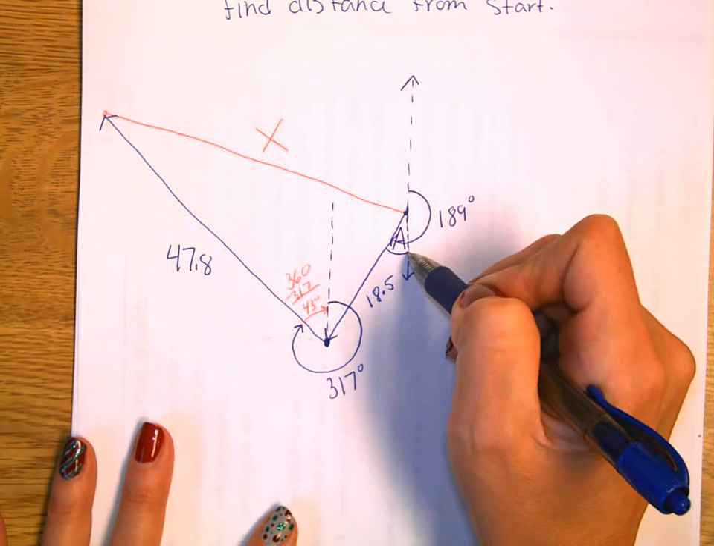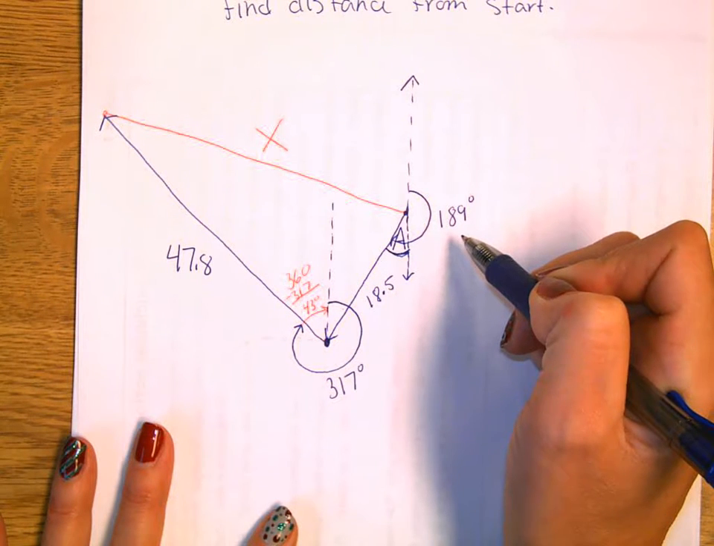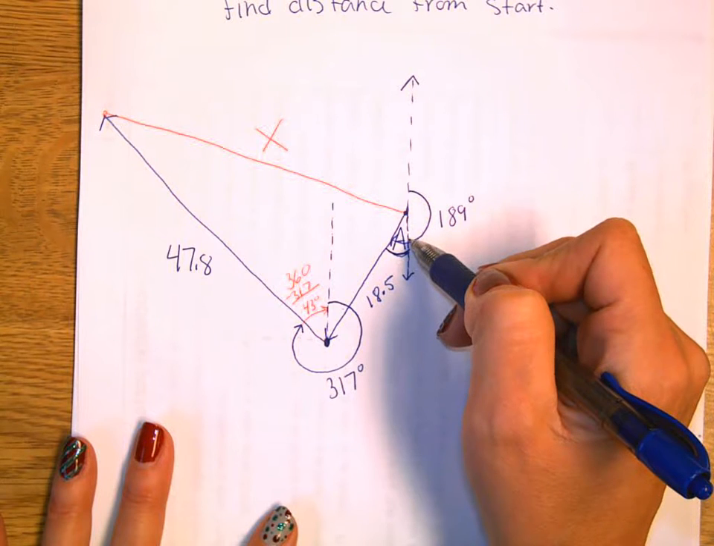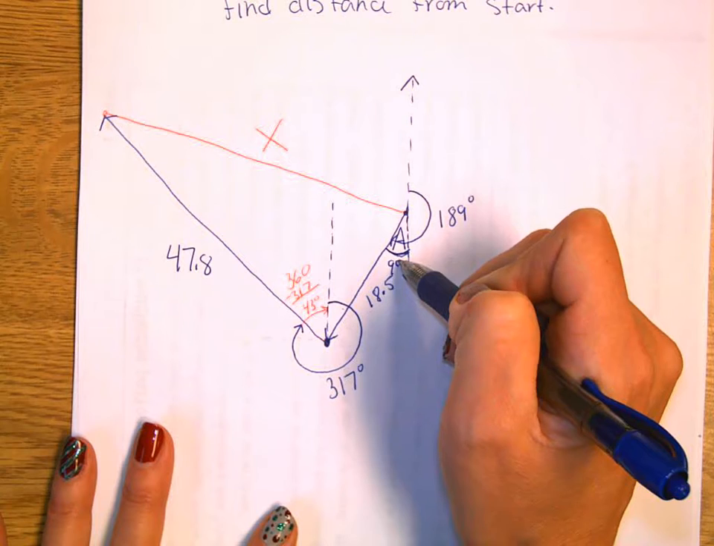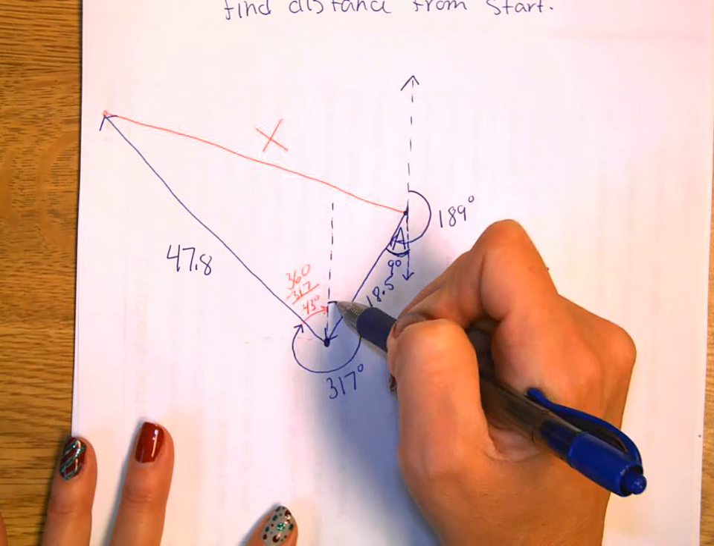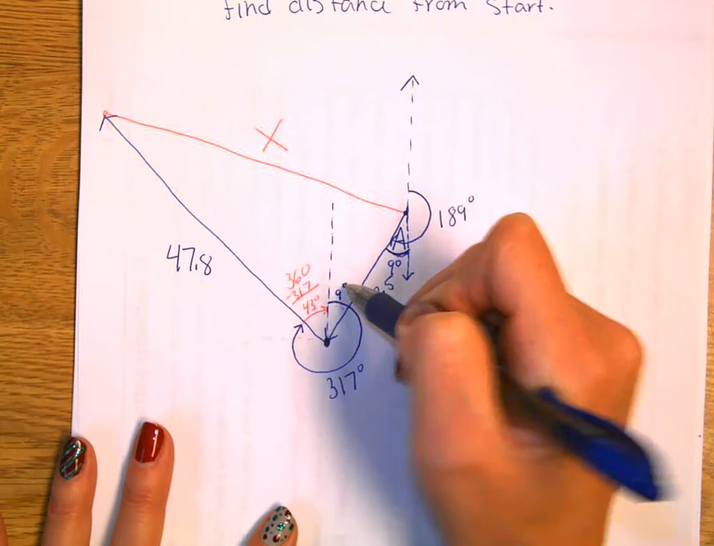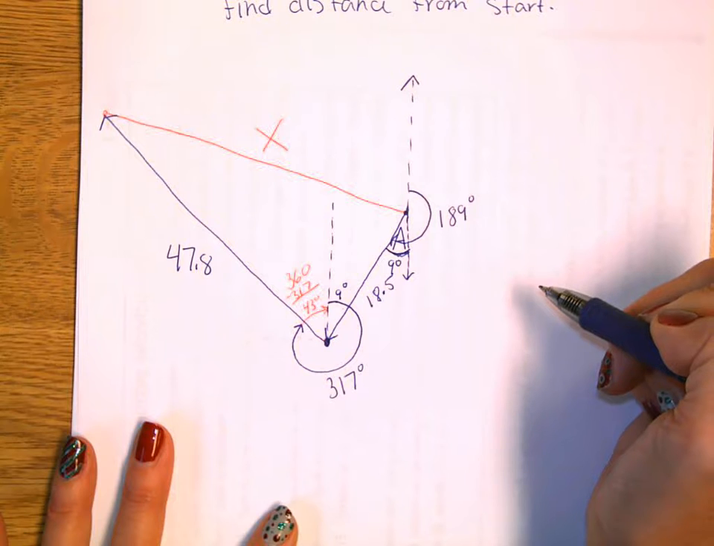How much is this angle right here? 43. Try again. Wait, no. 9. Where's 9 coming from? 180, because it's 180 to the south line. I went to 189. So that's 9 degrees. Then alternate interior, it just transfers in. This angle is 9 degrees. Do you see the alternate interior happening? Yeah.